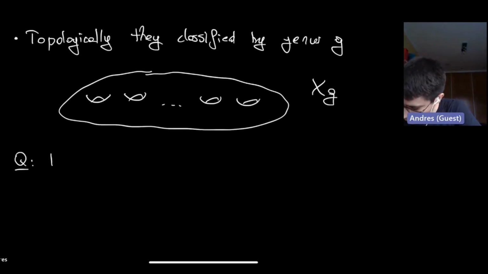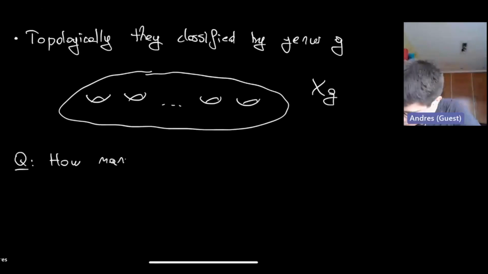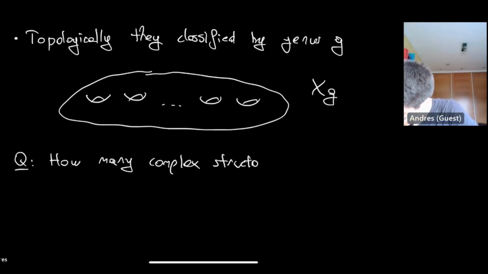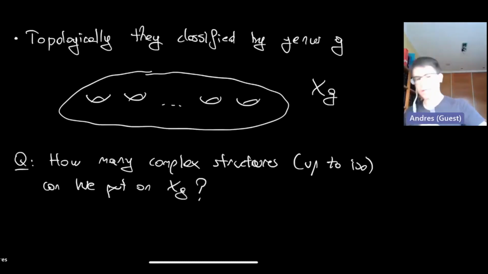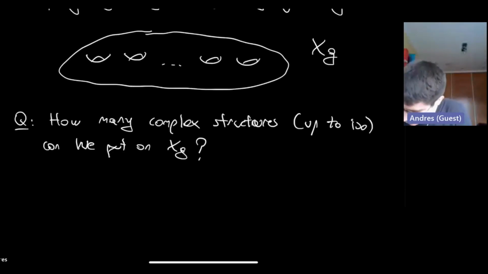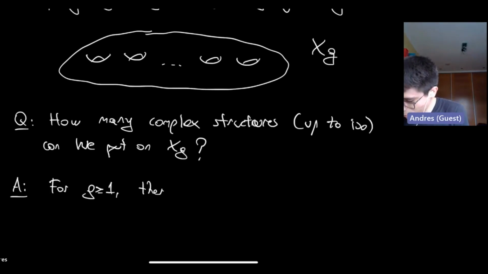So maybe a question is how many complex structures or Riemann surface structures, up to isomorphism, can we put on X_g? This is kind of like counting how many curves of genus g there are. And then we learn fairly quickly in algebraic geometry that the answer is, for genus bigger than or equal to 1, there are infinitely many, in some sense.